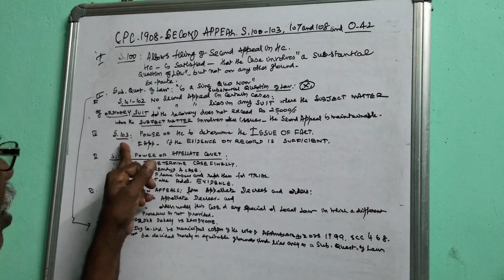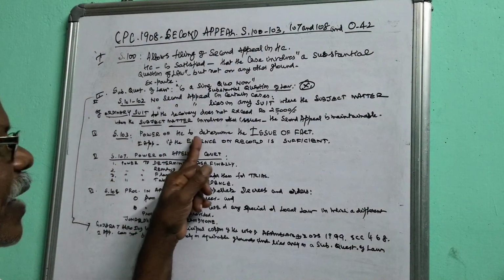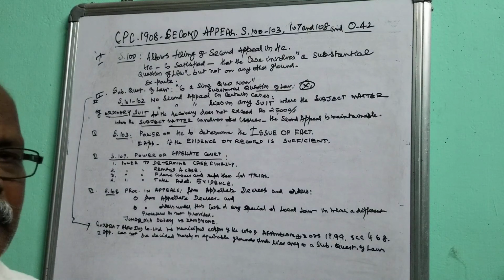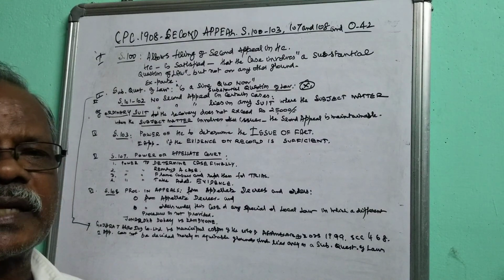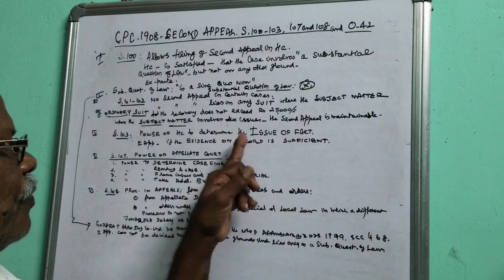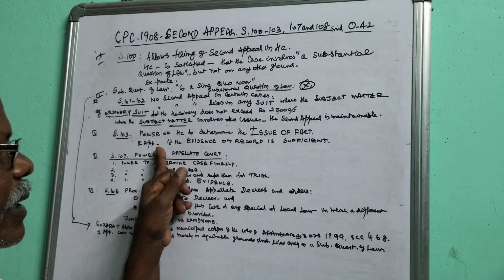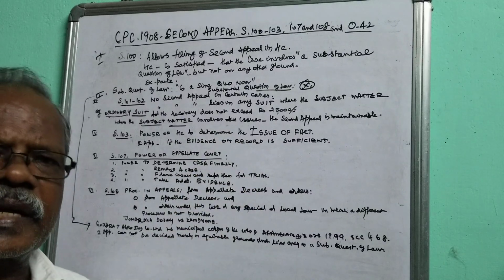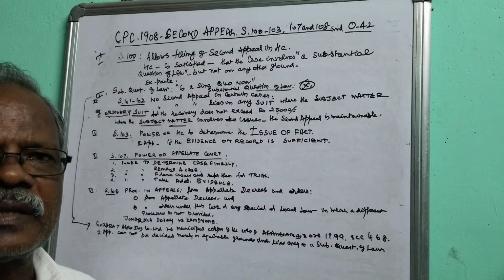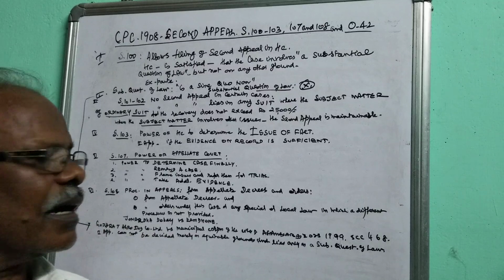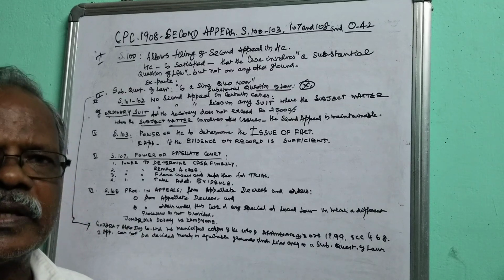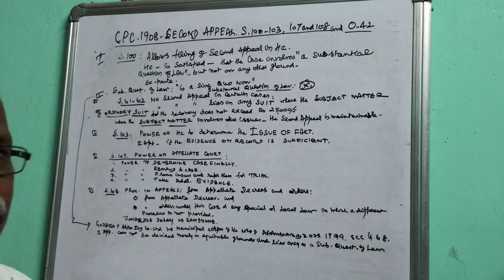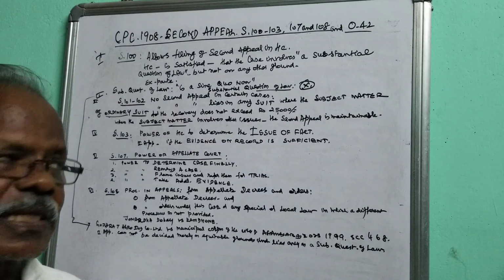And section 103, the power of High Court to determine the issue of fact. So the court should decide the issue of fact in second appeal, if the evidence on record is sufficient. So the second appeal always lies when the evidence on record is sufficient. When the evidence is sufficient, then it can be taken up, if the court feels that it is sufficient.